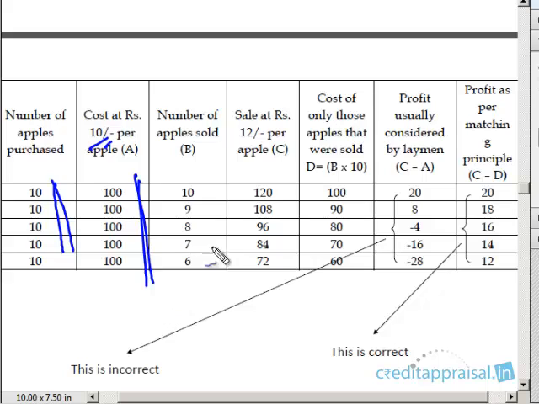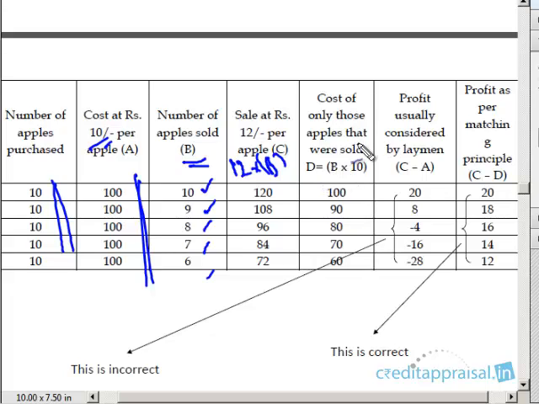So the cost is 100 rupees. These are 5 different scenarios. In one scenario, you have sold only 10 apples. Other scenarios: 9, 8, 7, 6. And when you're purchasing at a rate of 10 per apple, you're selling at the rate of 12. So since you have sold only this number of apples, the sale will be 12 into the column B, right? So 12 into 10, 120, 12 into 9, 108, and so on.